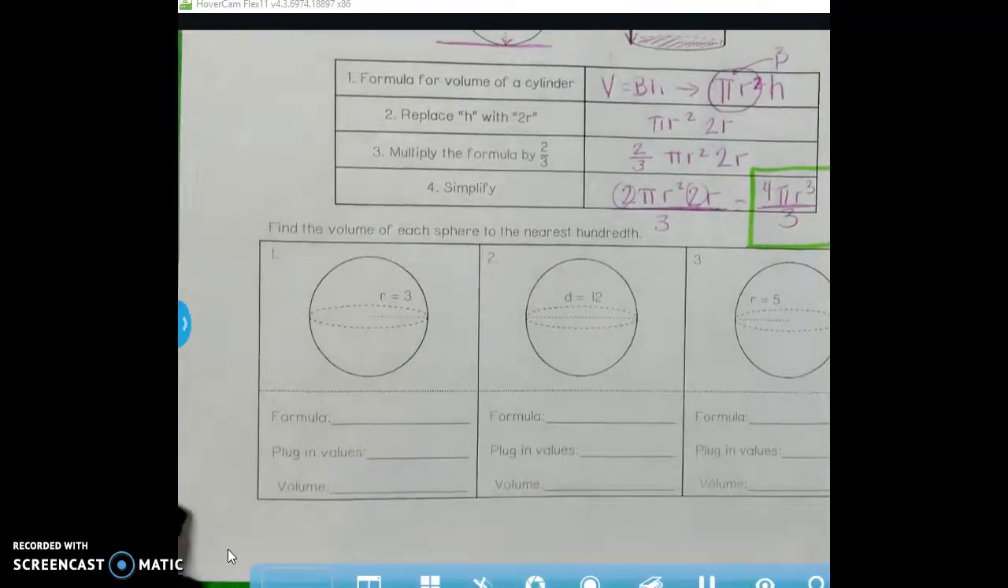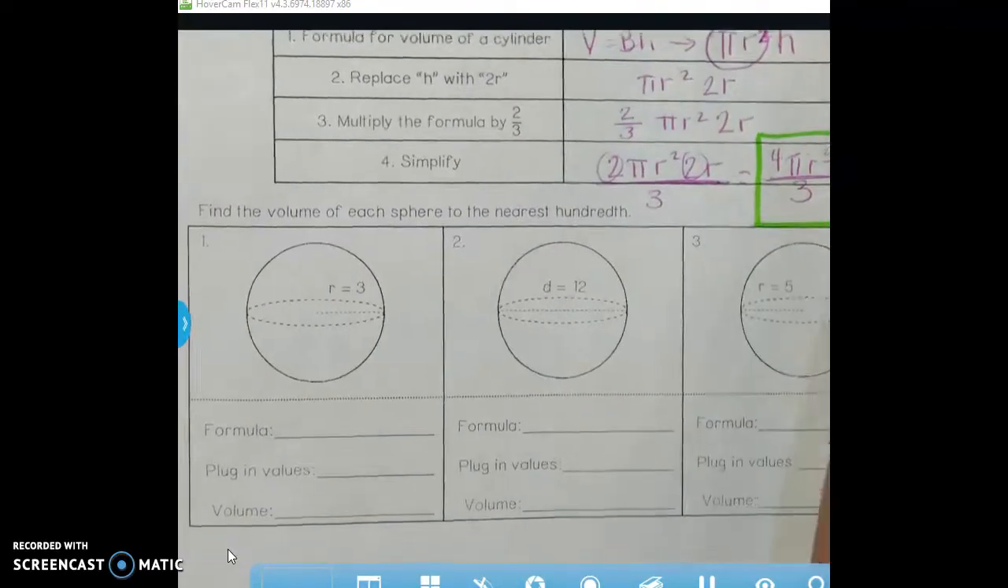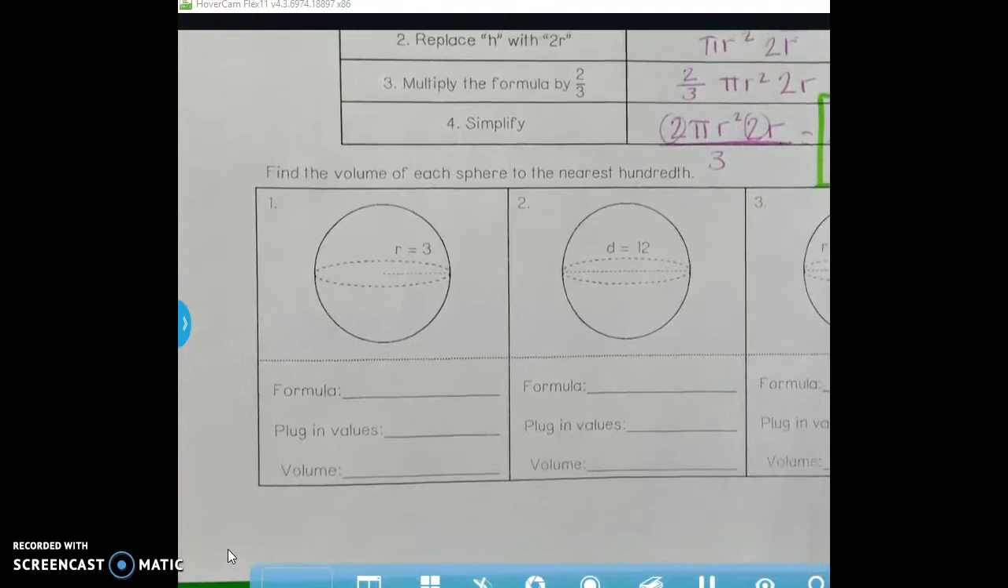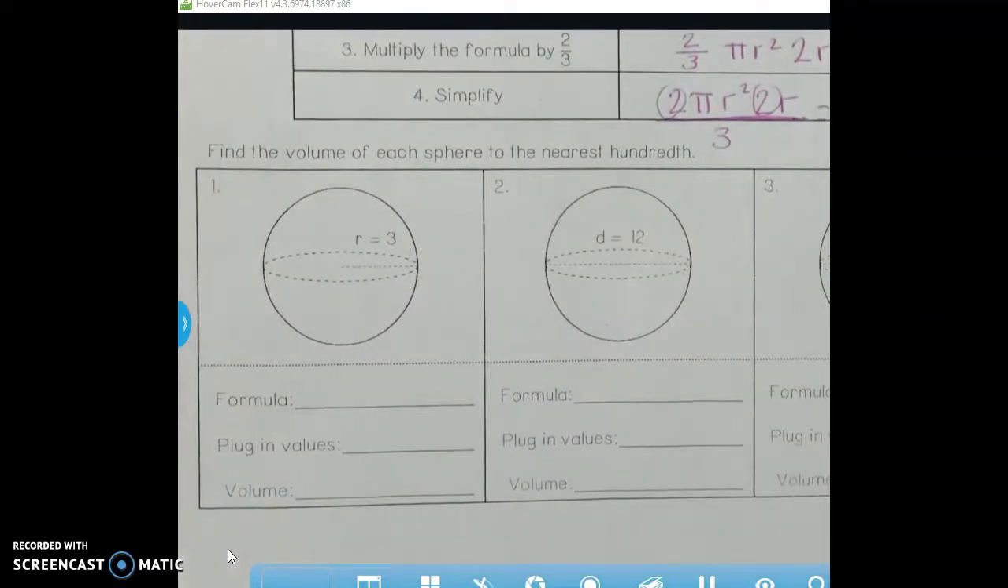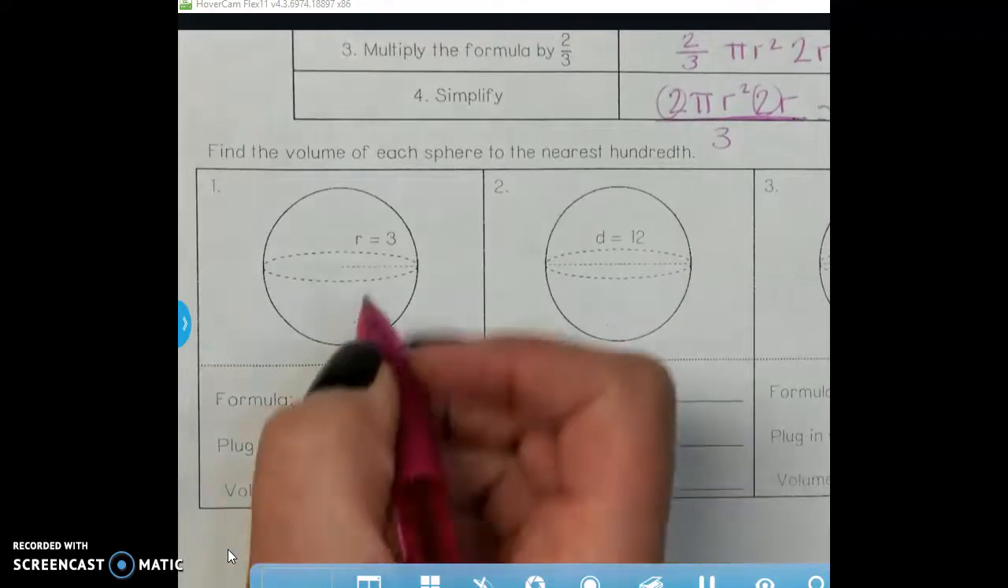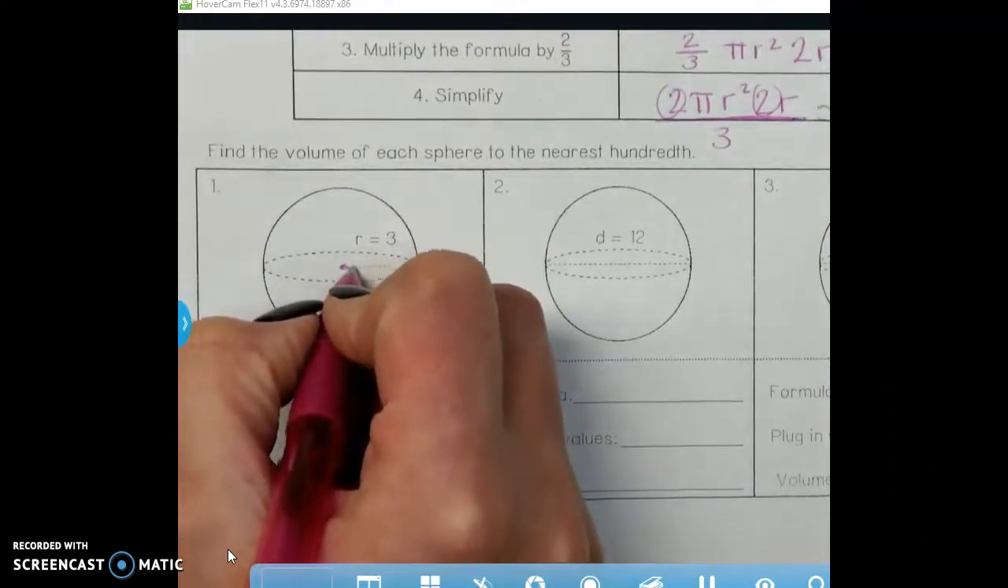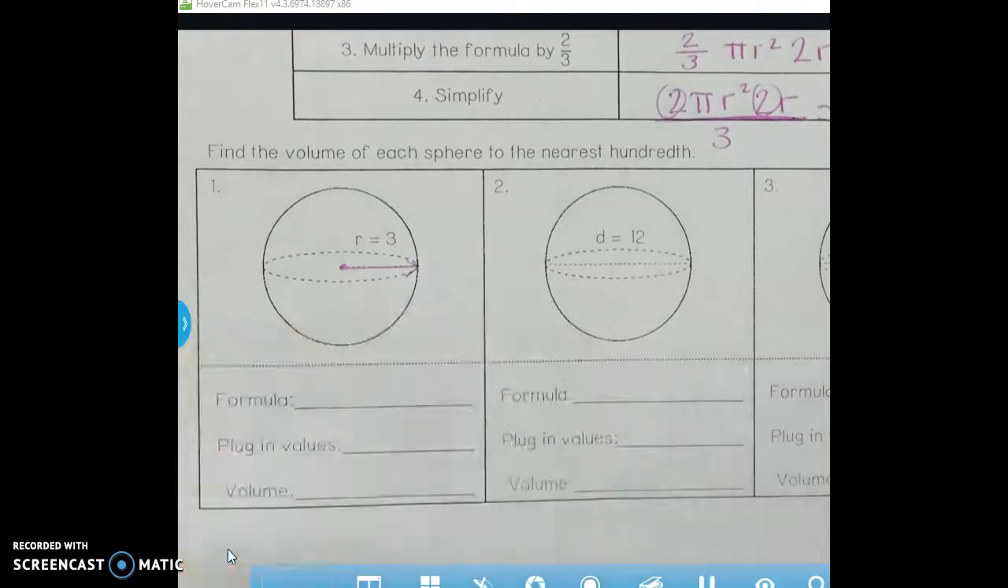I'm going to go ahead and zoom in so you can see all of those steps. So example number 1, we have a radius of 3. I know it's a sphere and it's a very new shape to us. We have not worked with spheres. We've played with it and we know it's a sphere, but it's new to us. However, the measurements of the spheres are very similar to the ones of the circle.